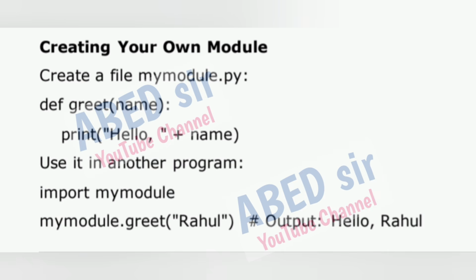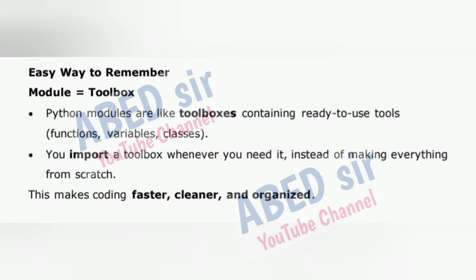Creating your own module. Create a file mymodule.py. def greet(name): print("Hello " + name). Use it in another program. import mymodule, mymodule.greet("Rahul") gives output Hello Rahul. Easy way to remember. Module equals toolbox. Python modules are like toolboxes containing ready-to-use tools, functions, variables, classes. You import a toolbox whenever you need it, instead of making everything from scratch. This makes coding faster, cleaner, and organized.